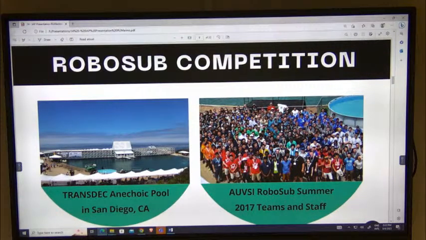And over here, I think we're missing some pictures, but it's all right. The competitions that we go to are the RoboSub Nation ones. They are held in San Diego, California. That is one of the pictures from 2017 of all the teams and the staff that took care of that event.